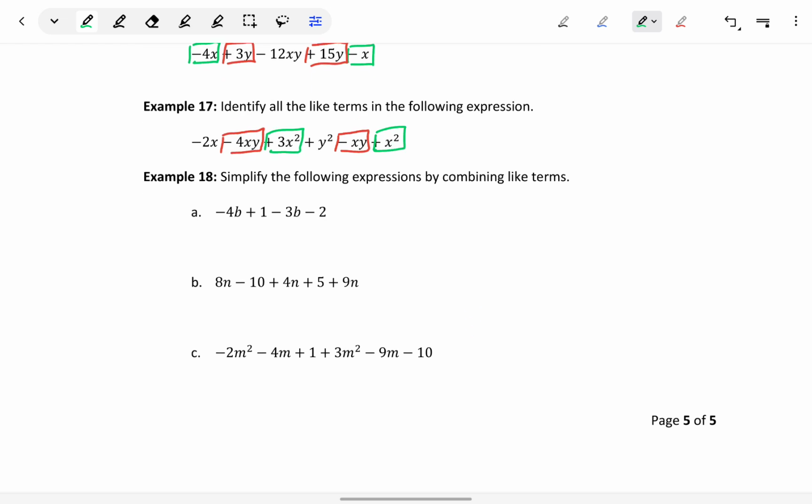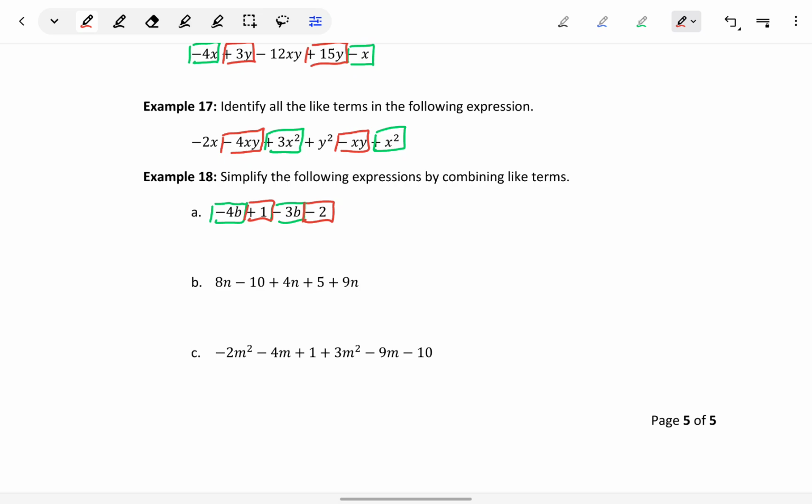So we can take this idea of like terms and use it to simplify variable expressions by first identifying like terms. In example 18, part A, we have minus 4b and minus 3b. The variable portion is exactly the same. And then we have plus 1 and minus 2. Those terms have no variable component, so those are referred to as constant terms, meaning they're just numbers. We can just add and subtract them together.